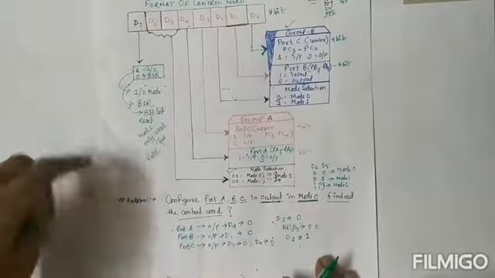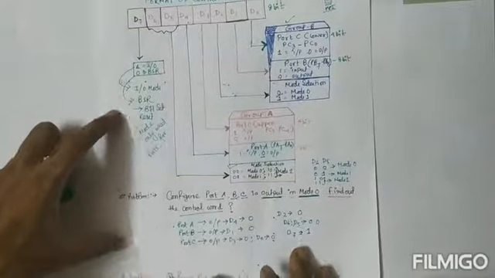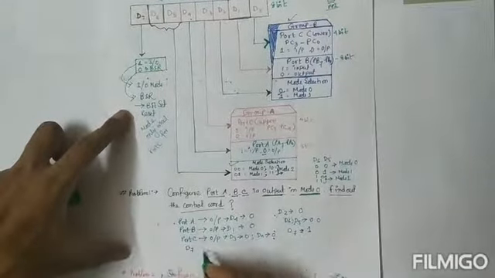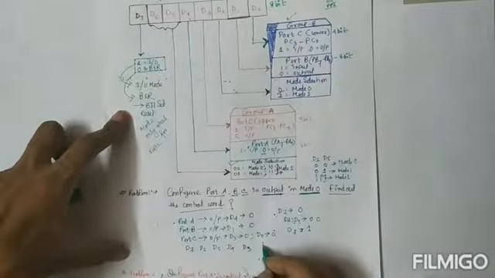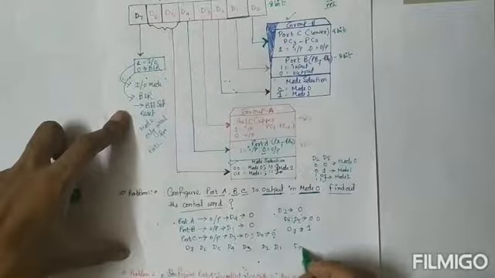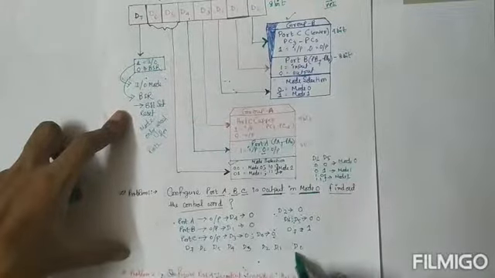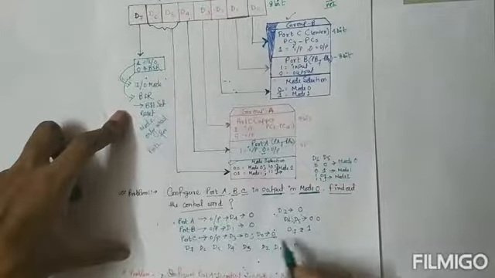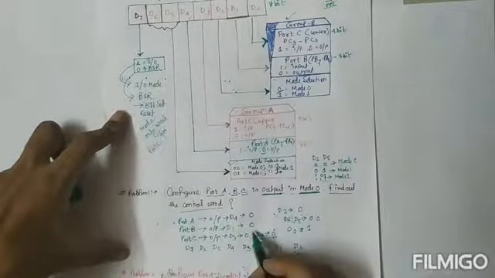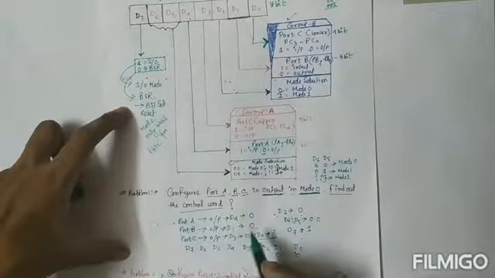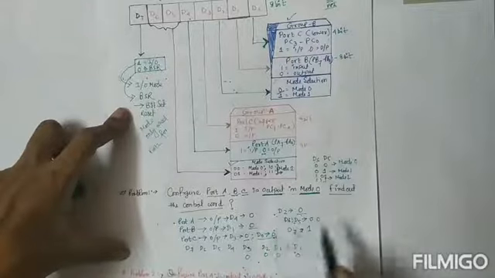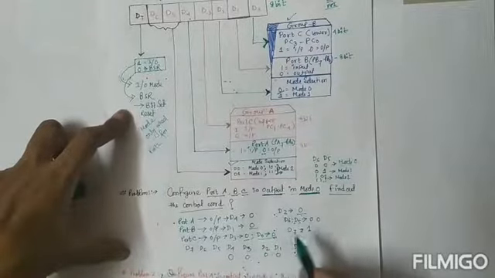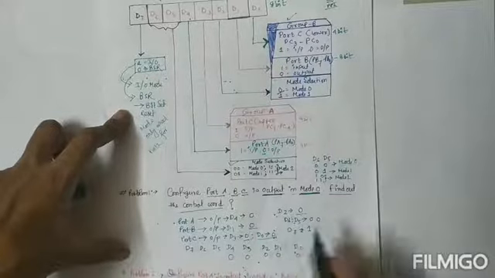The control word: D7, D6, D5, D4, D3, D2, D1, D0. What is the value of D0? 0. What is the value of D1? 0. What is the value of D2? 0. What is the value of D3? 0. What is the value of D4? 0. Then D6, D5 are 0, 0.